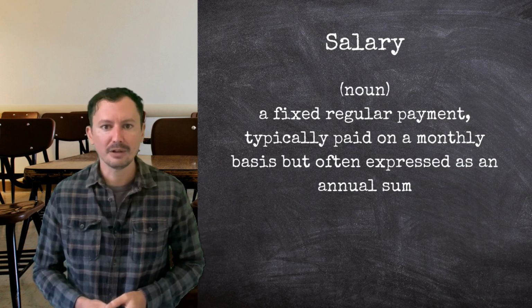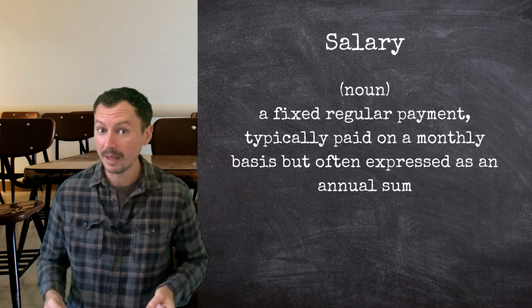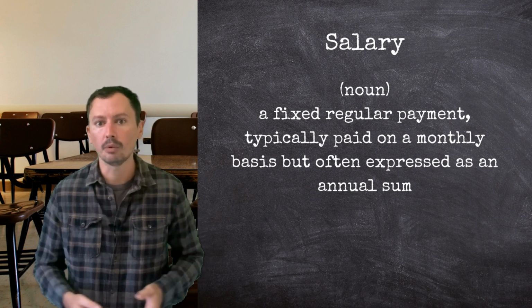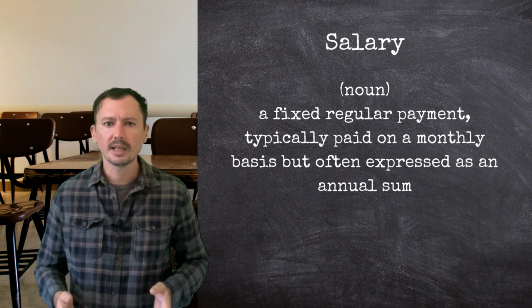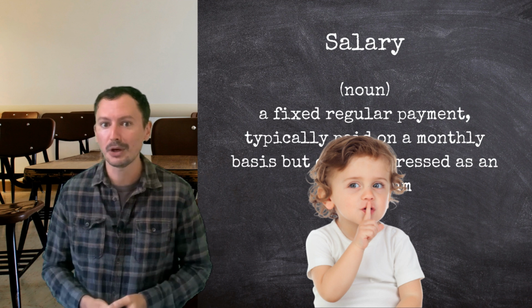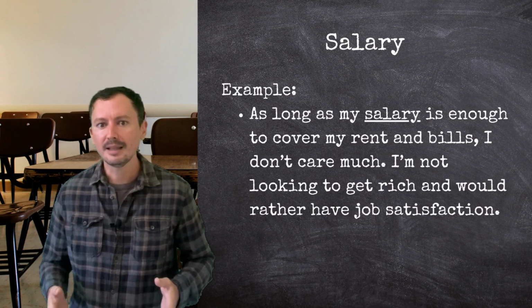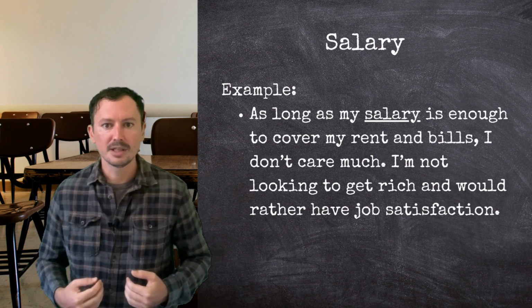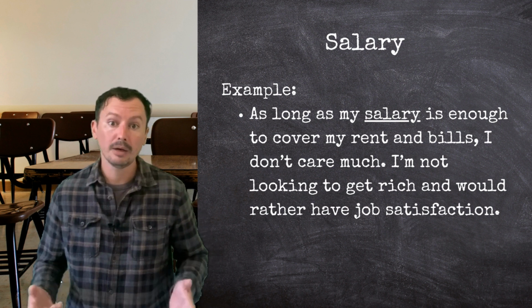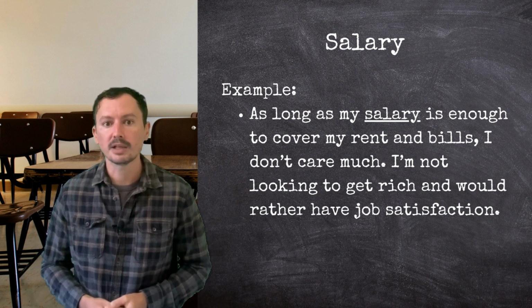Our next word is salary, which refers to a fixed regular payment typically paid on a monthly basis but often expressed as an annual sum. Now, in most English-speaking countries, people don't like to mention salaries, so be careful when talking about it. But we can talk quite generally about it. We say things like, as long as my salary is enough to cover my rent and bills, I don't care much. I'm not looking to get rich and would rather have job satisfaction.